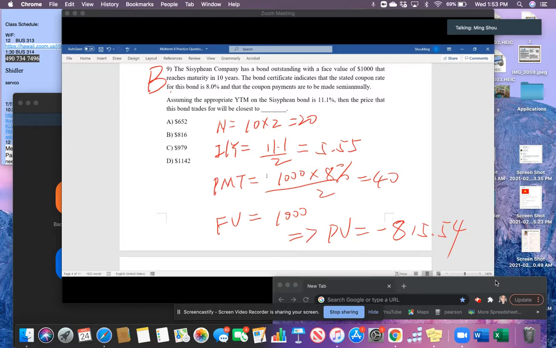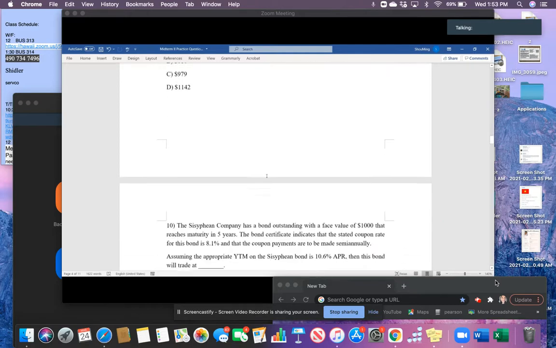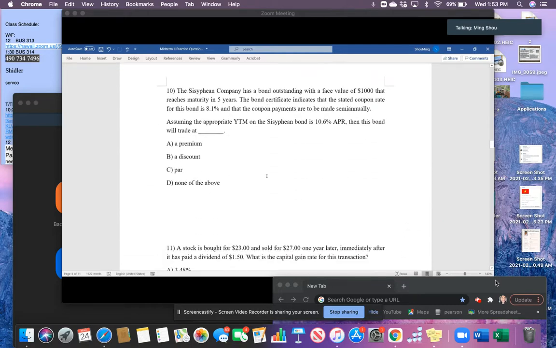Okay, so final question. Question 10. Again, we have a similar company with a face value equal to 1,000, reaching maturity in 5 years. The bond certificate tells us the coupon rate equals 8.1%, and it will be paid semi-annually.